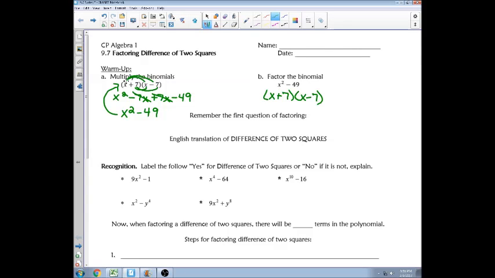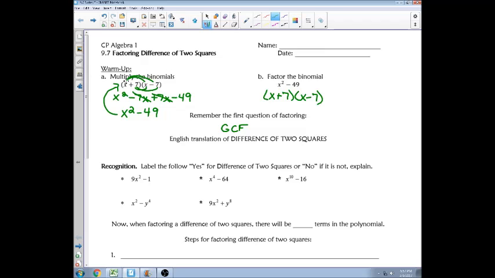Okay. The first rule of factoring, though, is our GCF. Always look for a greatest common factor before we ever do anything, because if there's a greatest common factor, it will make our factoring much easier.